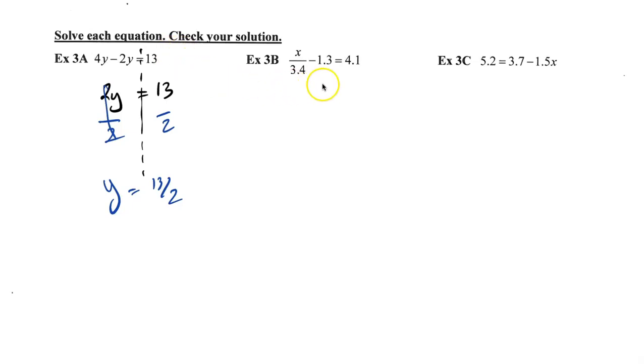If I was to do the next one, it's kind of the same thing, just with ugly numbers, right? If I was to solve this one, here's my equal sign. First thing I'm going to do is get the x by itself, so you want to get rid of the -1.3 first, right? Get rid of the excess first. So the opposite, add 1.3 to both sides. These will cancel. You get x over 3.4 equals 5.4. And then, if I'm going to get rid of this fraction here, you do the opposite, multiply both sides by 3.4.